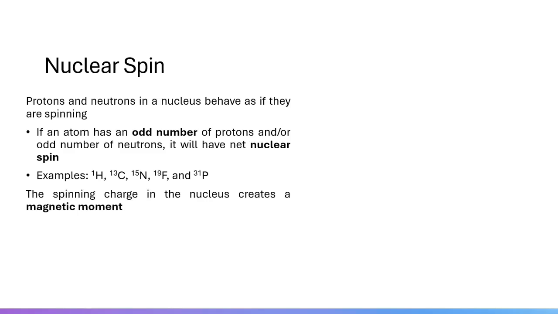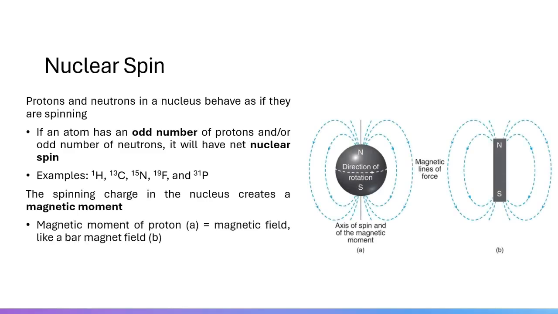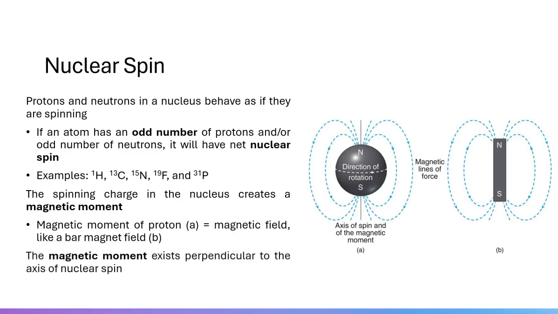The spinning charge in a nucleus creates a magnetic moment. A magnetic moment of a proton means we have a magnetic field that is generated, just like a bar magnet's magnetic field, as we can see here in figures A and B. The magnetic moment exists perpendicular to the axis of nuclear spin.